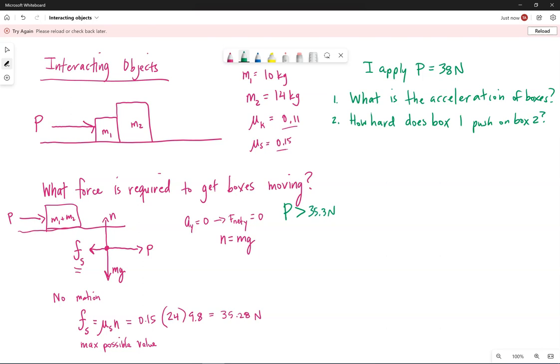Now, as far as the first question is concerned, since when I push on the boxes, they move together because box 1 is pushing on box 2, I'm assuming I'm applying this force throughout the course of this question. So they will both have the same acceleration because they will be moving together. So if they're speeding up, they'll continue speeding up together. And that's going to be true as long as I keep pushing.